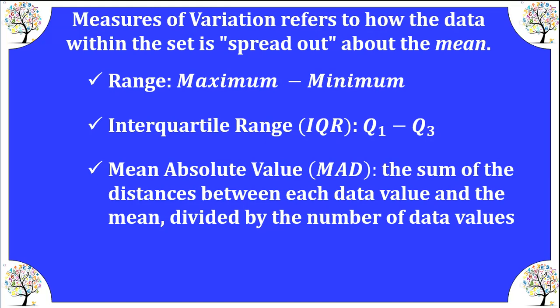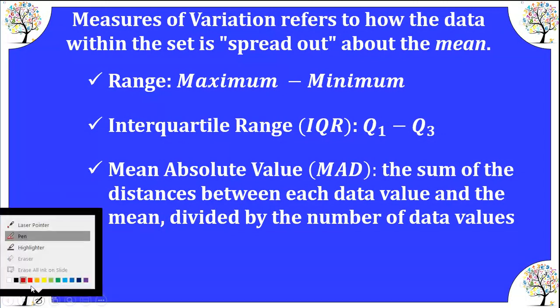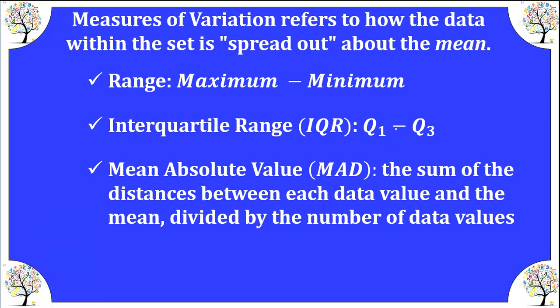The three measures of variation are range, interquartile range, and mean absolute deviation. And actually, let's go ahead and fix this. It's not really Q1 minus Q3, because we're not going to get a negative value, because we're talking about a distance. So let's swap that around. The range is just subtracting your smallest value from your largest value. That's the range of the data set.